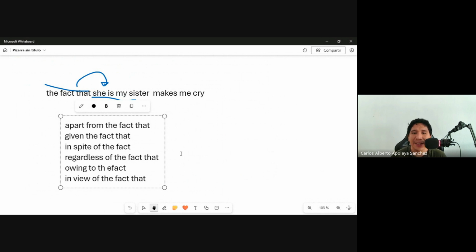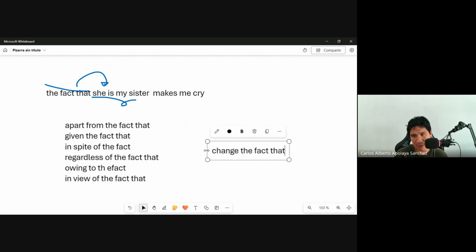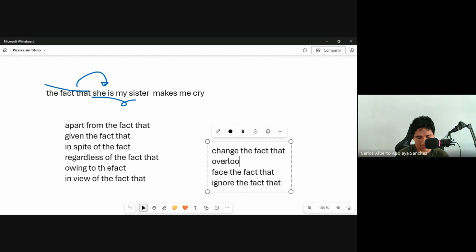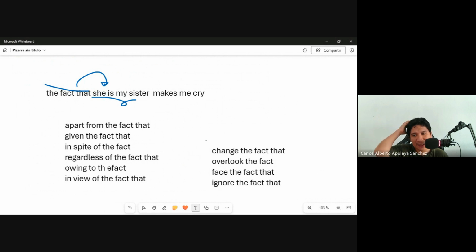And the fact that is also followed by some verbs. For example, change: it doesn't change the fact that. Face the fact that. You never say "I face that," no, I face the fact that. Ignore the fact that. What else? Overlook. And then you need to memorize a list of verbs that are followed by the fact that. This is what you are supposed to do.